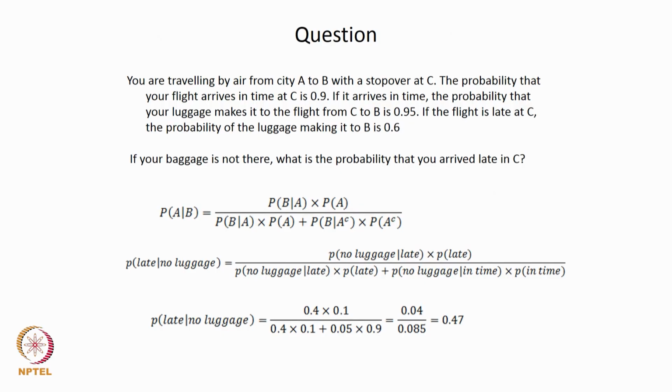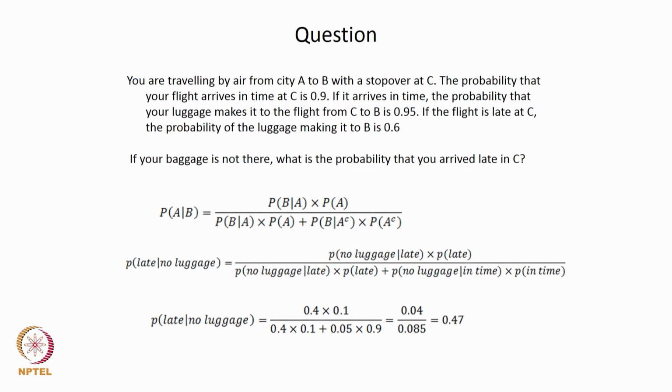Second, if your baggage is not there when you reach your destination B, what is the probability that you arrived late in the intermediate one C? So, the general equation is given here, which is now expanded to: given that there is no luggage, what is the probability that you arrived in C late. So, the probability of arriving in C late given that there is no luggage when we reached B is probability of no luggage given late into probability of late, divided by probability of no luggage given late into probability of late plus probability of no luggage given in time into probability of in time.